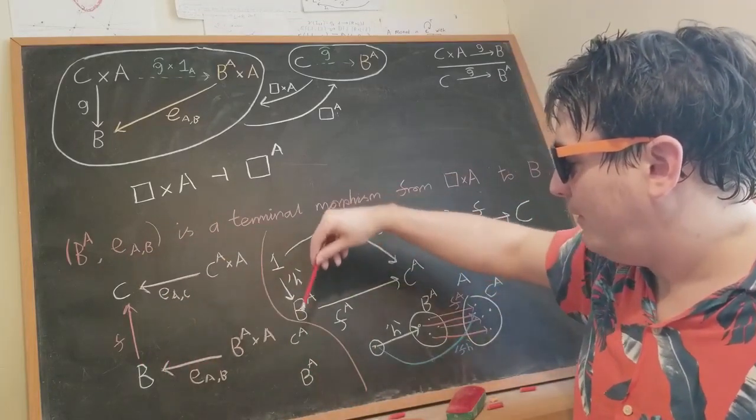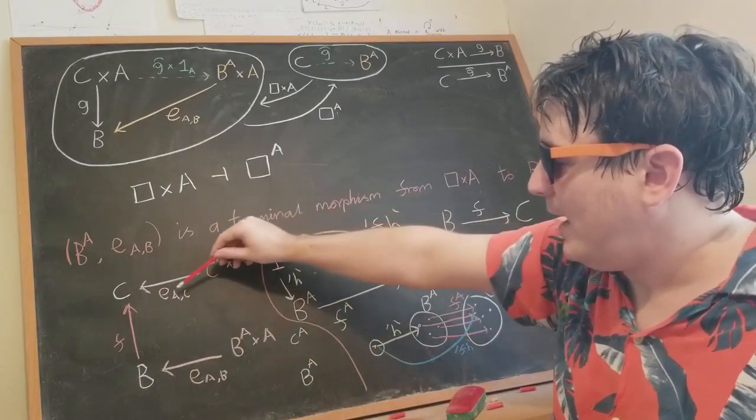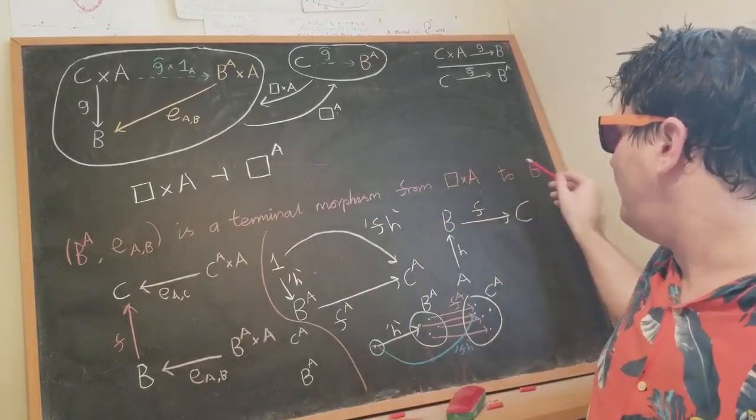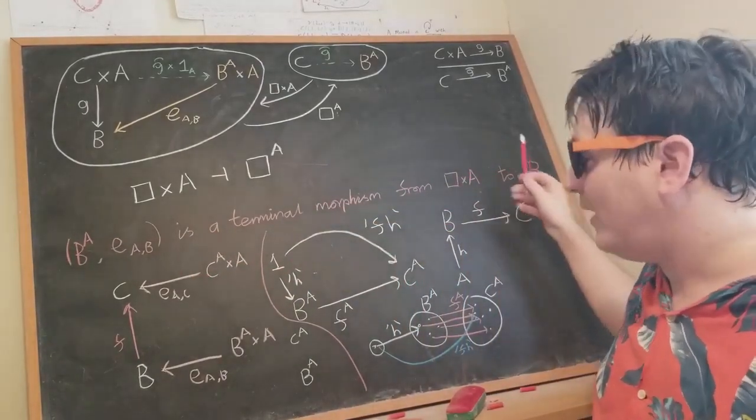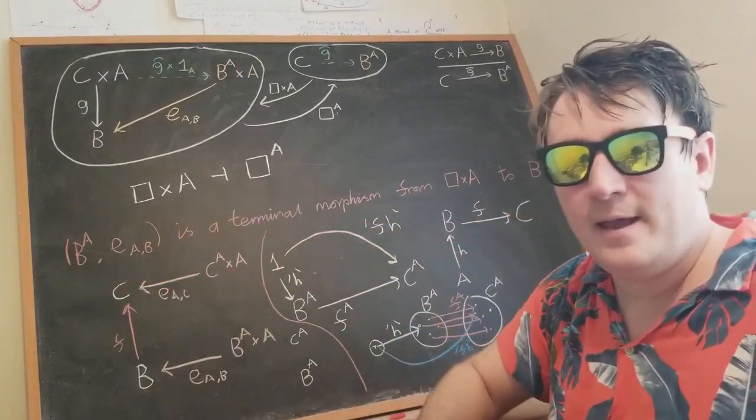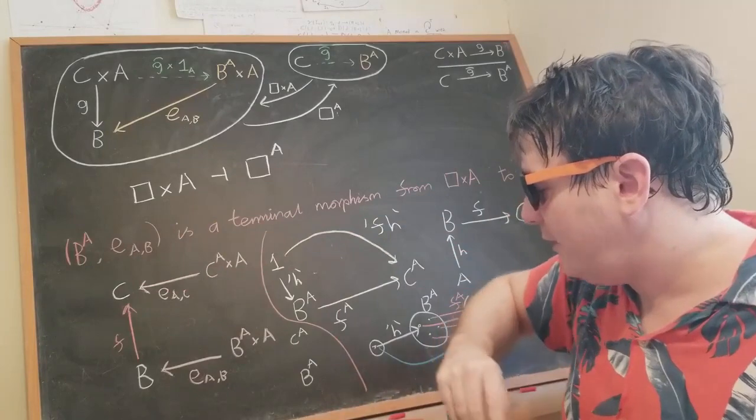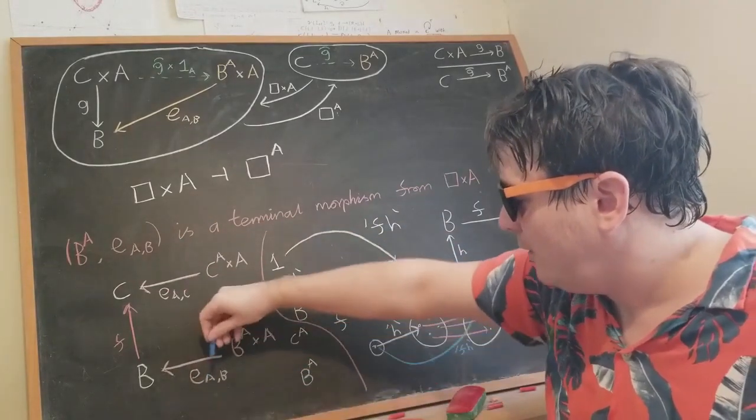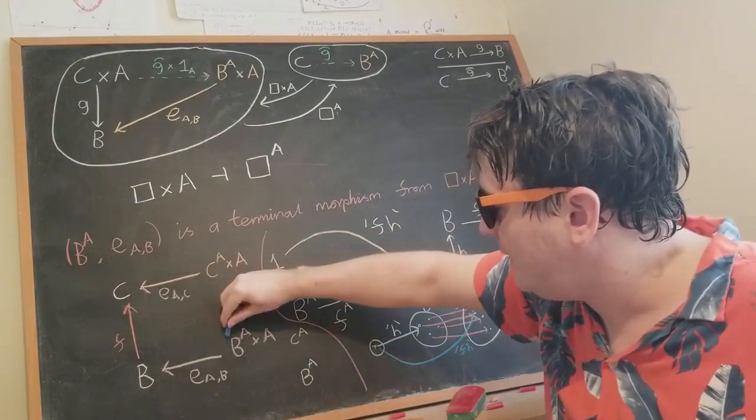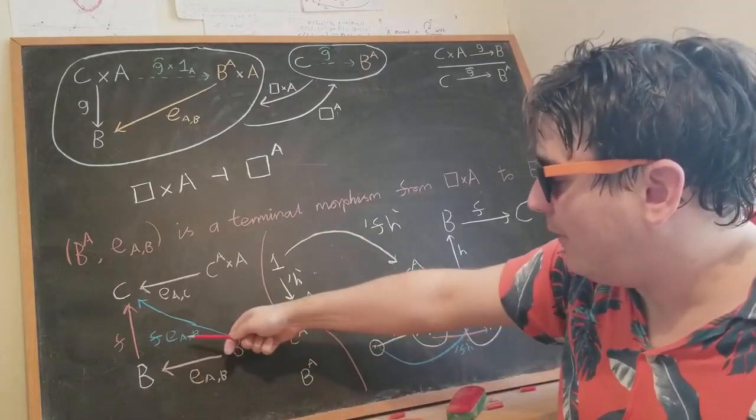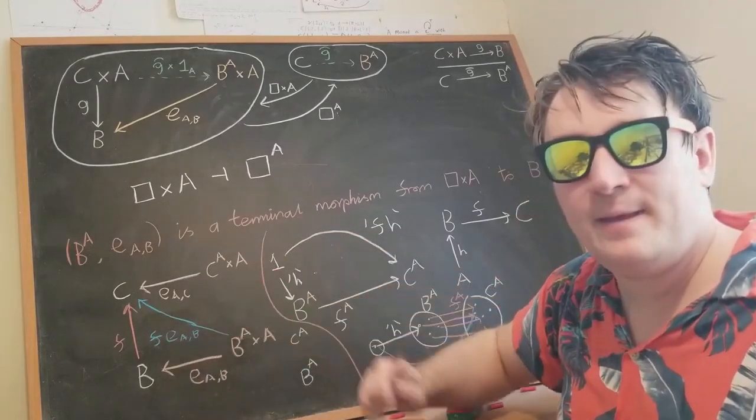And then we have C to the power of A and EAC forming a terminal morphism from blank times A to B. Sorry, from blank times A to C. Okay, so what do we do next? Well, what we do next is we compose these two arrows. So we get this arrow here. So we can call this arrow F after EAB.